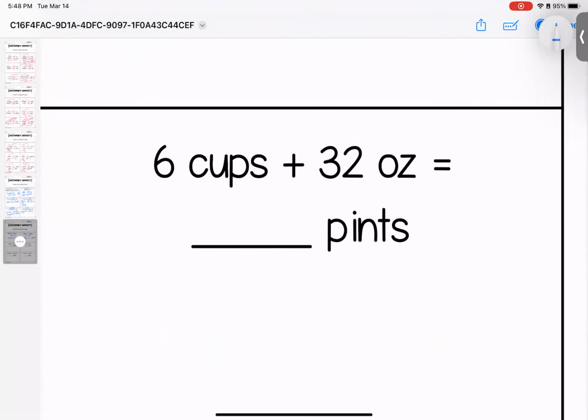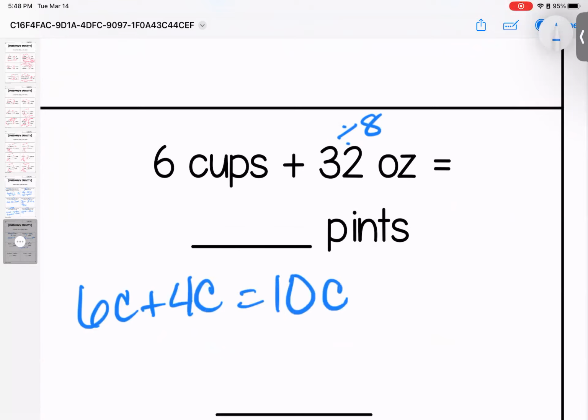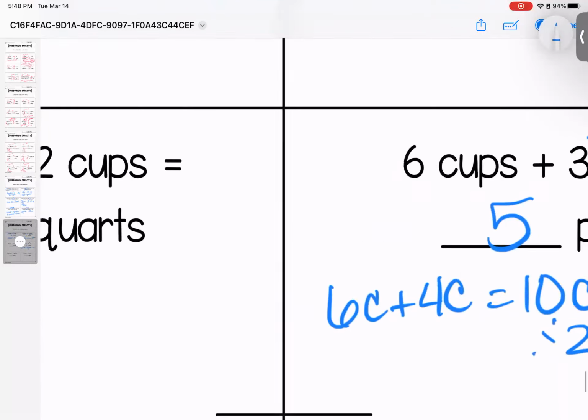6 cups and 32 ounces, I want them in pints. First thing I'm going to do is convert these both to cups because that gets me a little bit closer to my pints. So what I'm going to do is divide this by 8. That gives me 6 cups plus 4 cups, which is 10 cups. And if I want to make those pints, there are 2 cups in each pint, so I'm going to divide it by 2. 10 divided by 2 leaves me with 5.